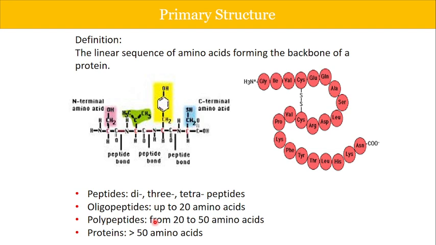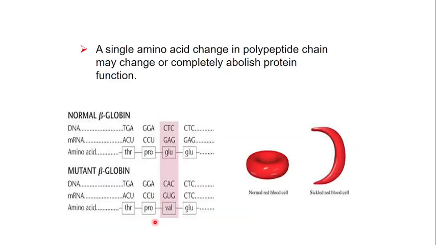The molecular weight comes into the scenario because of the varying numbers of amino acids. So proteins can be of different molecular weights and have different functions. It has a very vast range. It can have 50 amino acids, or even 5,000 amino acids. A single amino acid change in this polypeptide chain may actually change or completely abolish your protein function.